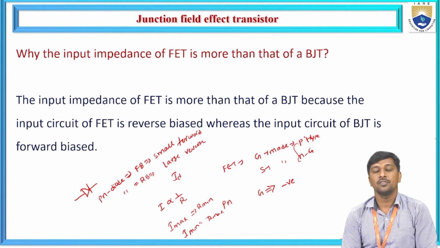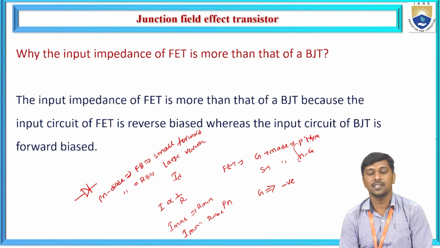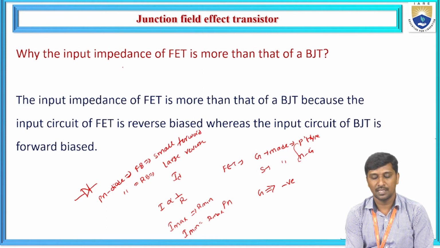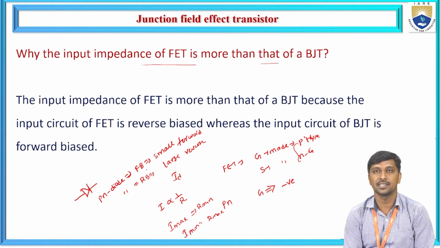According to FET construction, to control the drain current, the gate voltage should be reverse biased. If it is reverse biased, it offers a very high input impedance. But in the case of a bipolar junction transistor, to satisfy the amplifier principle, the emitter base junction or input junction should always be forward biased. If the input junction is forward biased, it offers very small resistance. That is the reason the input impedance of a FET is always more than that of a BJT, due to the biasing conditions.